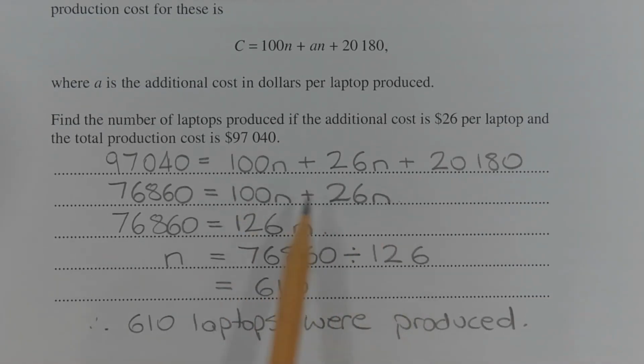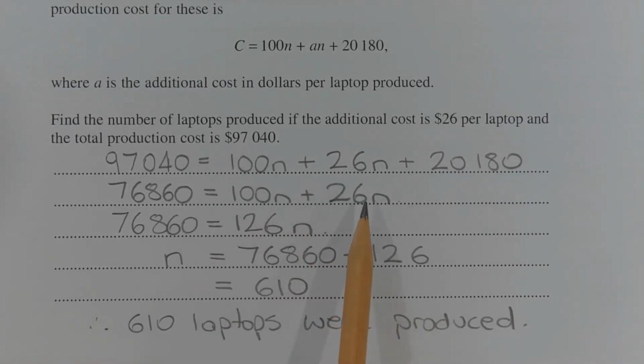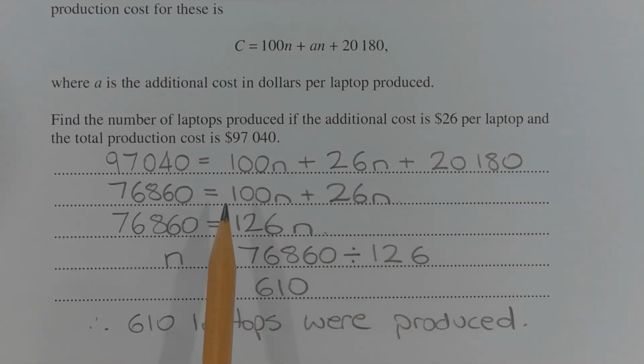Now we have two terms that are like terms on the right hand side, so these can be combined. So 100N plus 26N is equal to 126N. So the equation becomes 76,860 is equal to 126N. Dividing both sides of the equation by 126 to make N the subject, we have N is equal to 76,860 divided by 126, which equals 610. Therefore, 610 laptops were produced.